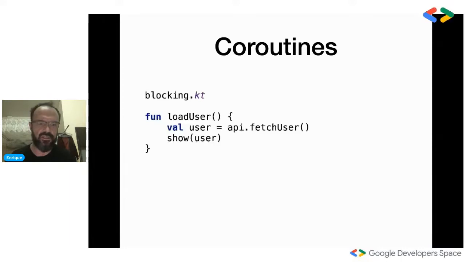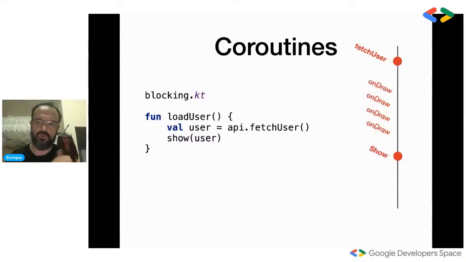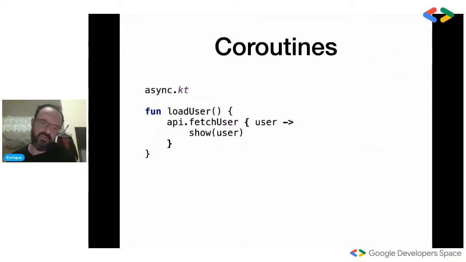Let's take a look at this blocking piece of code. We will have a function called loadUser that makes a call to an API, and when the data is back from the API, we just display it on the screen. This would block our UI, right? How does this work? We call the fetch user, then we have those onDraw methods. Every time the UI tries to update on Android, the onDraw method gets called, but in this case, we can't call it because this call is blocking the UI, and then we show it on the screen. This has the problem that, of course, the phone doesn't respond to any sort of user input. If it stays like that for more than 10 seconds, we get the ANR, application not responding, and that's a bad user experience.